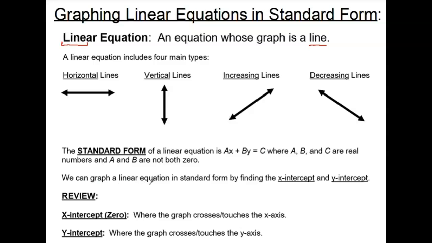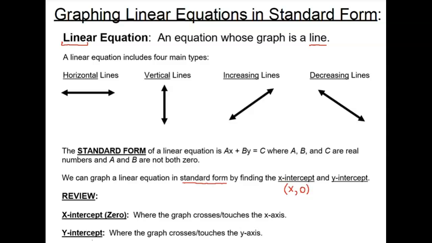We can graph our linear equations in standard form by finding the x-intercepts and y-intercepts. Let's review what those are. The x-intercept, or we also call it the zero, is where the graph crosses or touches the x-axis. An x-intercept will be an ordered pair. We will have a number for the x, and then y will be 0. Every point on the x-axis will have a y-coordinate of 0.